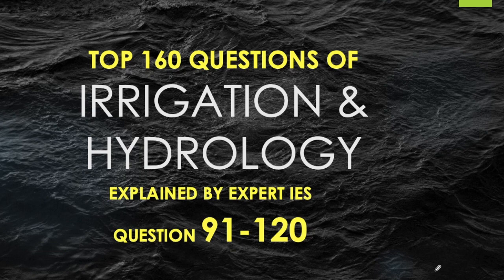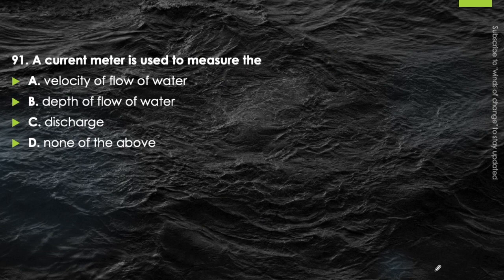Welcome to the fourth video in the continuation of top 160 questions of irrigation and hydrology. In this video, we will cover question number 91 to 120. So let's begin. The first question, that is the 91st question: a current meter is used to measure the velocity of flow of water, depth of flow of water, or discharge, or none of the above.